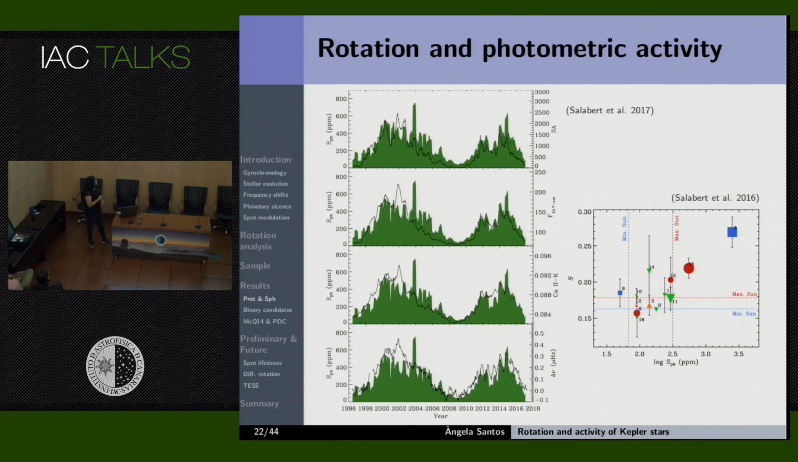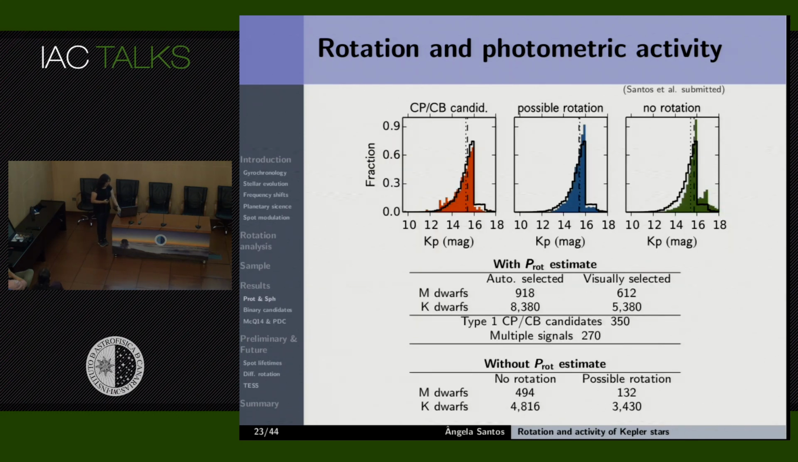And the SPH was shown to be well correlated with other solar proxies for activity: sunspot number, the flux at 10.7 centimeters, the chromospheric index, and the frequency shifts. And it was also shown to be well correlated with the chromospheric index for Kepler solar analogs. And this is the summary for our first study.